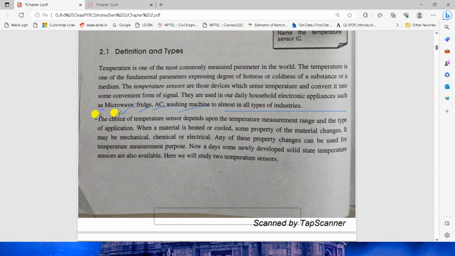The choice of temperature sensors depends upon the temperature measurement range and the type of application. When a material is heated or cooled, some property changes, and it may be mechanical, chemical, or electrical. Some of these property changes are used for temperature measurement purposes. Nowadays some newly developed solid state temperature sensors are available.